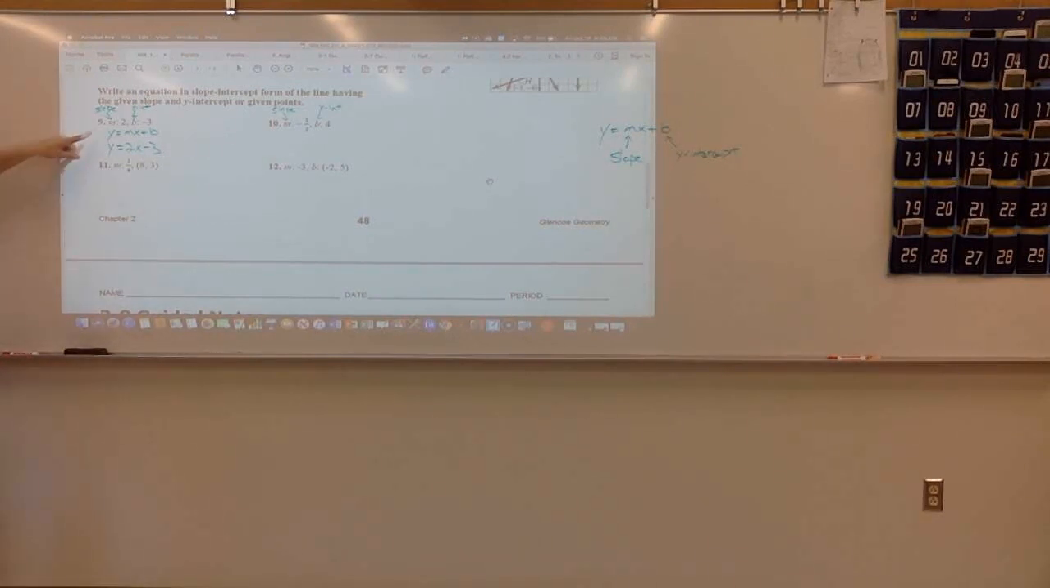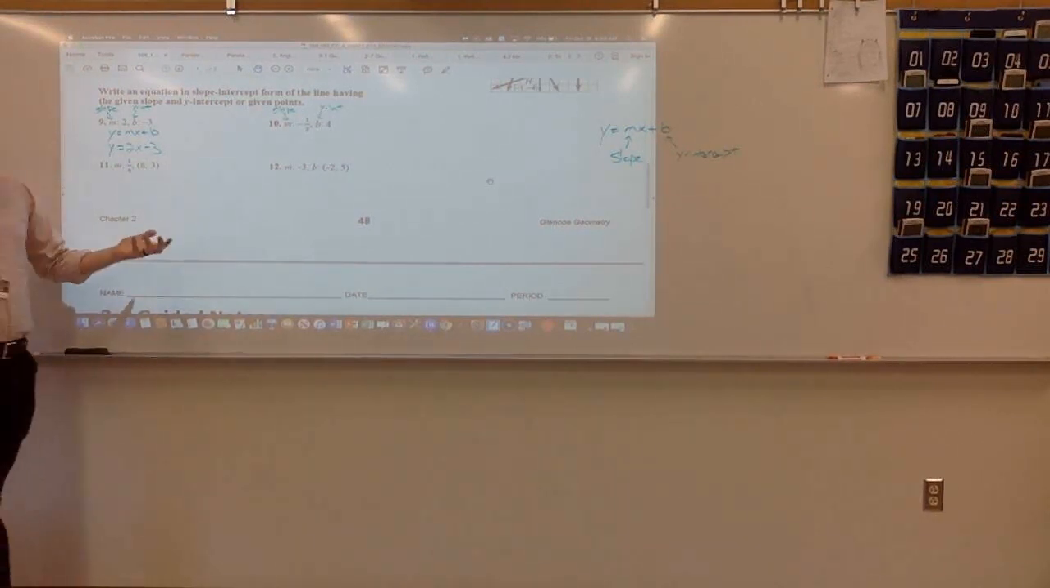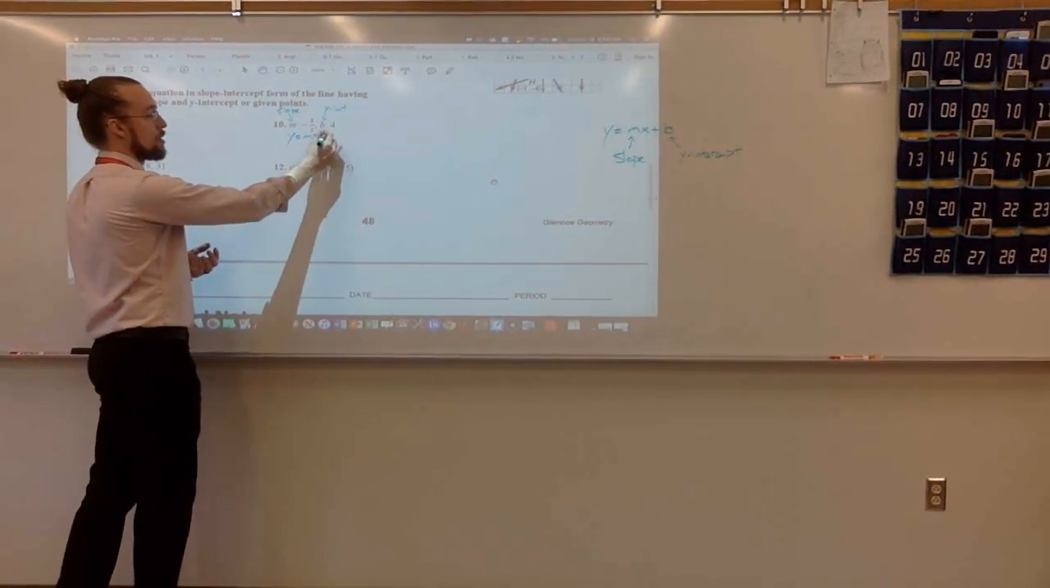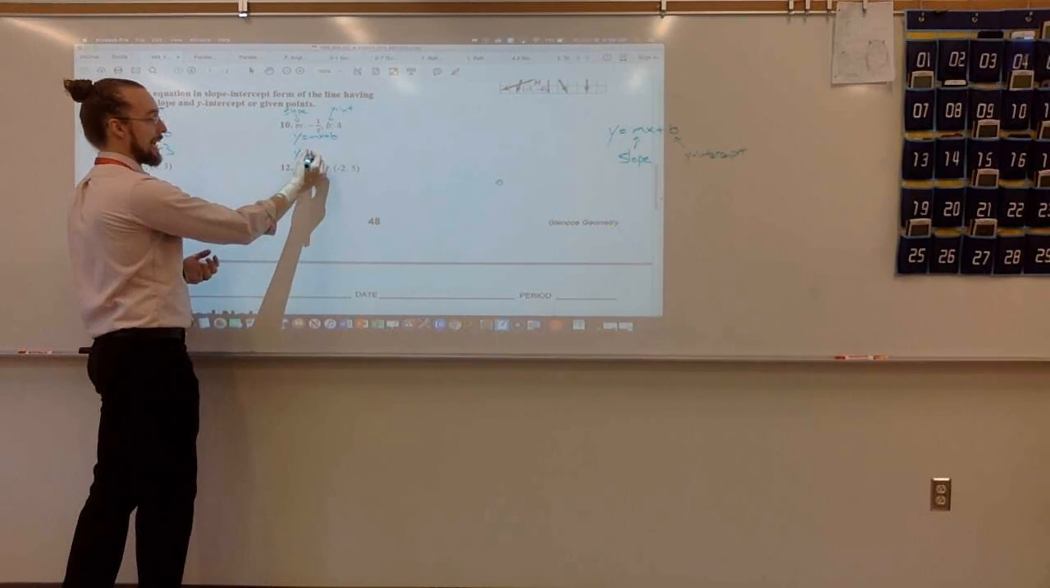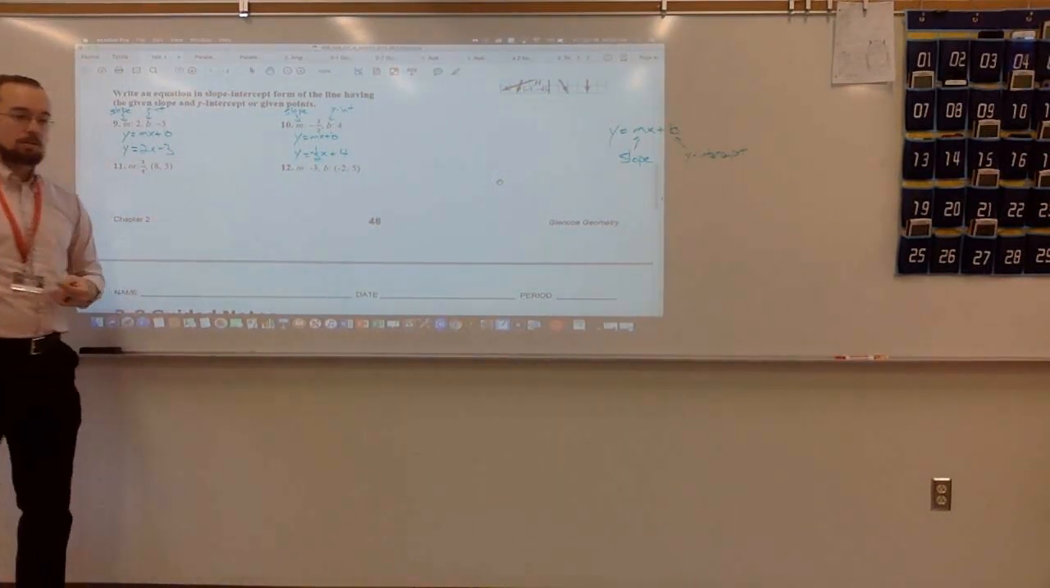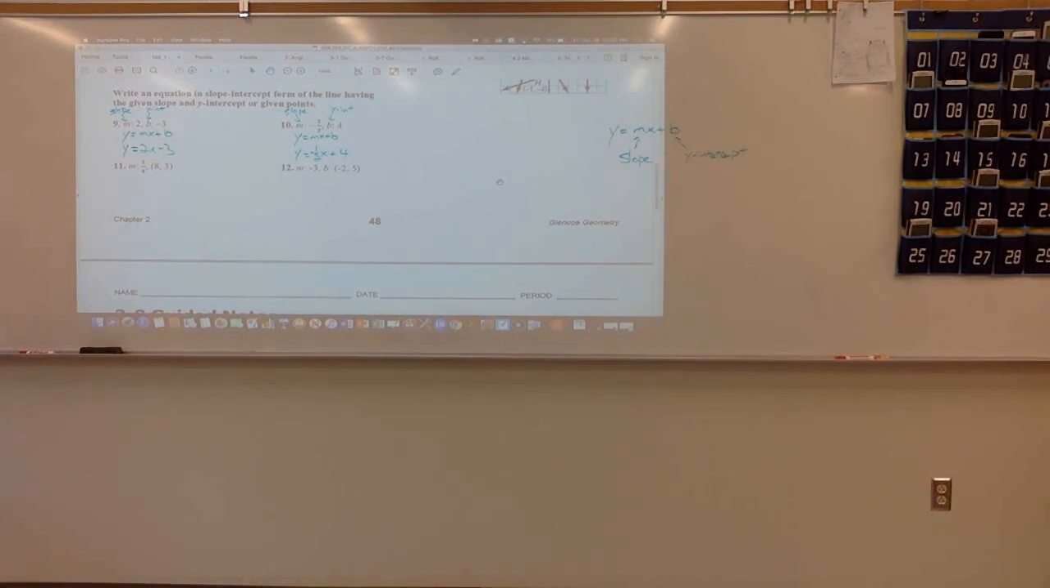So my slope, I'm just told the slope is 2, and I'm told the y-intercept is -3. So the equation of this line, I'm just plugging 2 in for m and -3 in for b. So I'm going to do the same thing over here. If I've got y equals mx plus b, I'm plugging -1/2 in for m, 4 in for b. So number 10 should be y equals -1/2 x plus 4.